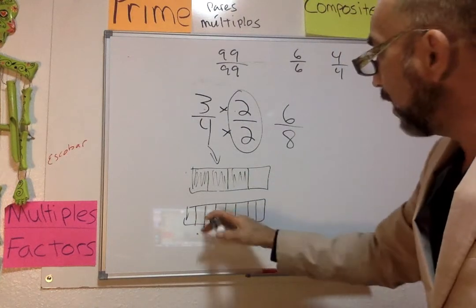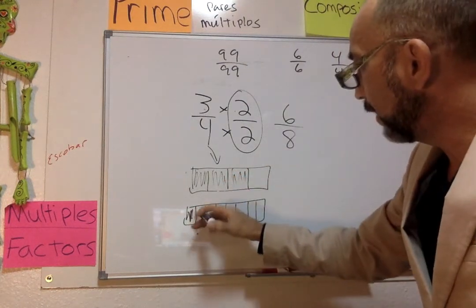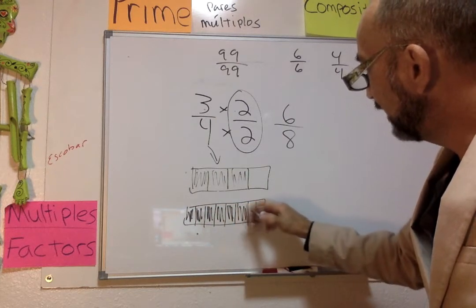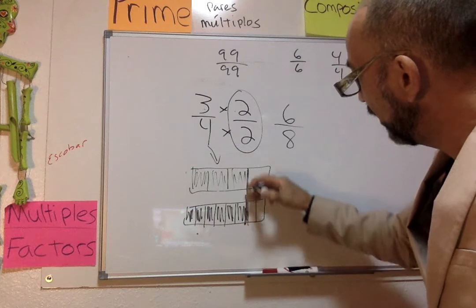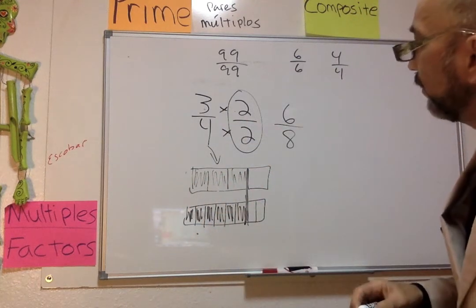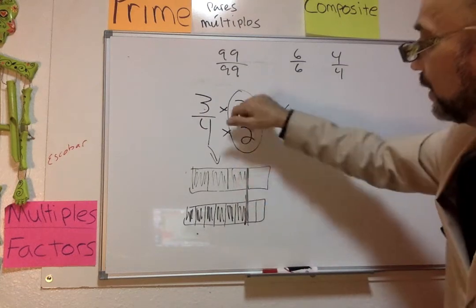Okay, so now we got 6/8. 1, 2, 3, 4, 5, 6. Notice how they're the same. They're shaded in the same. That's why it's called equivalent fractions. All we did was double it.